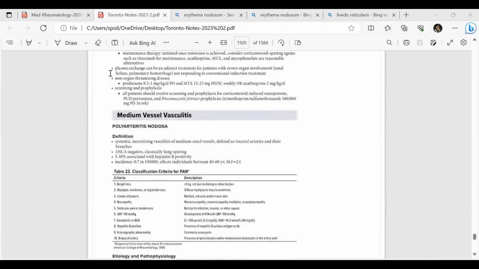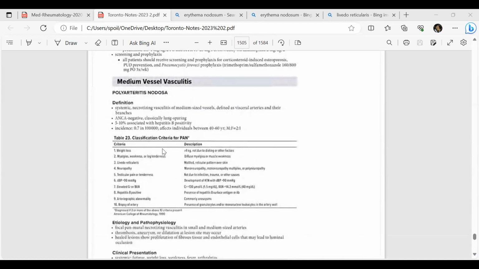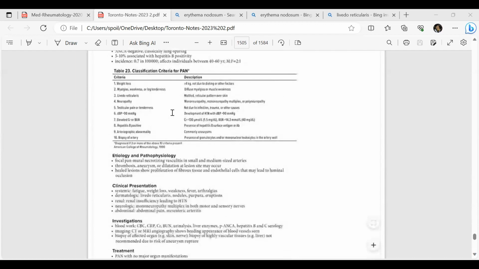Okay, medium vessel vasculitis is polyarteritis nodosa. It's the systemic necrotizing vasculitis of medium-sized vessels defined as visceral arteries and their branches. They are ANCA negative, classically lung sparing, means lung is not involved in this systemic necrotizing vasculitis of medium-sized vessels. Okay, 5 to 10% is associated with hepatitis B positivity. Incidence is 0.7 in 1 lakh. Affected individuals are 40 to 60 years, and it's more common in males, 2 to 1 male to female ratio.